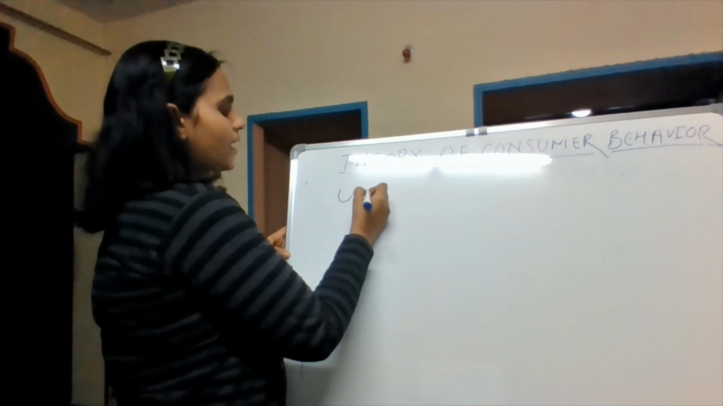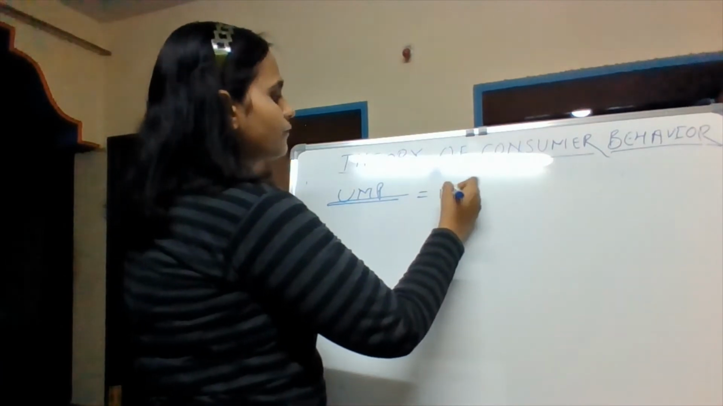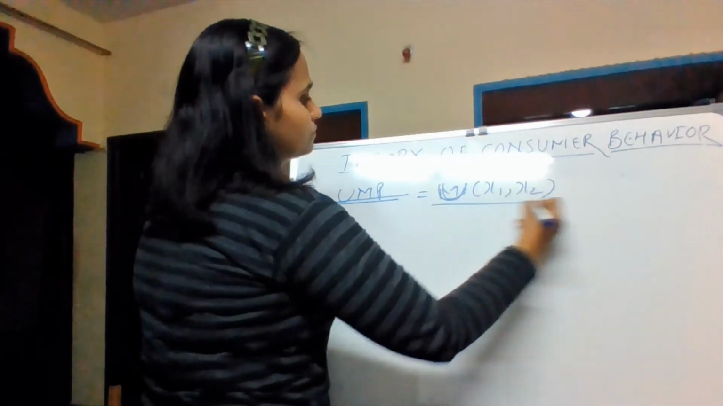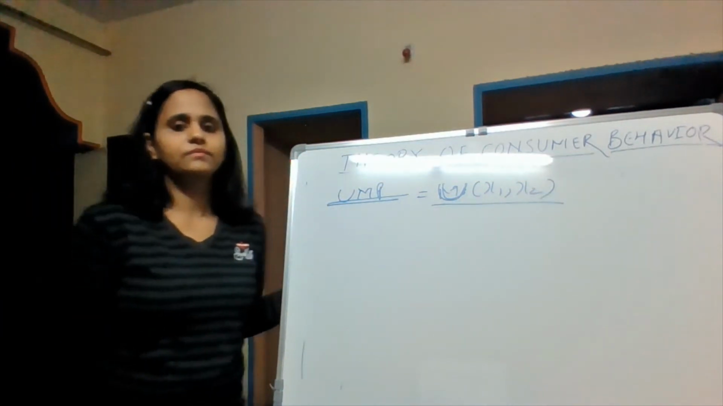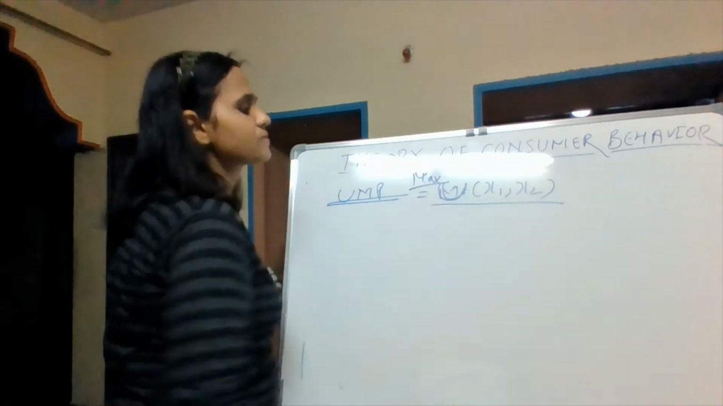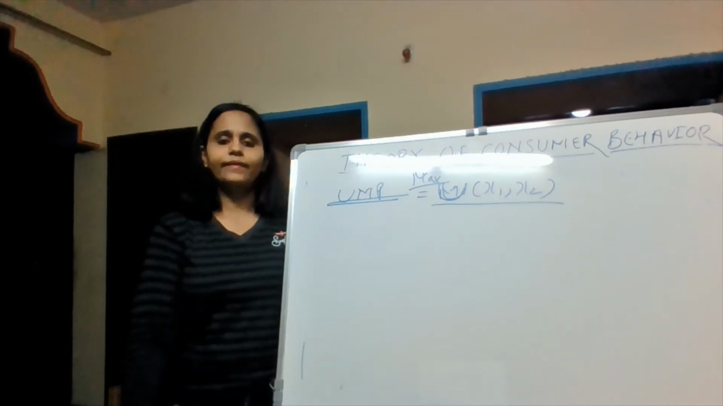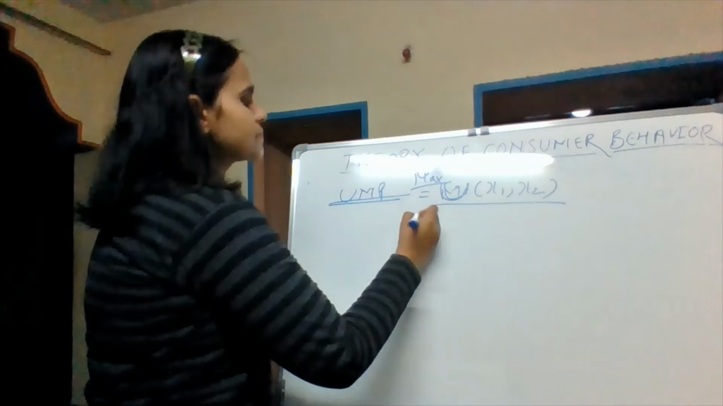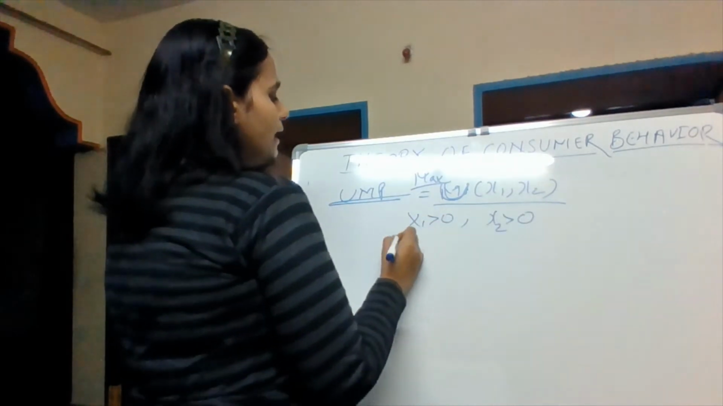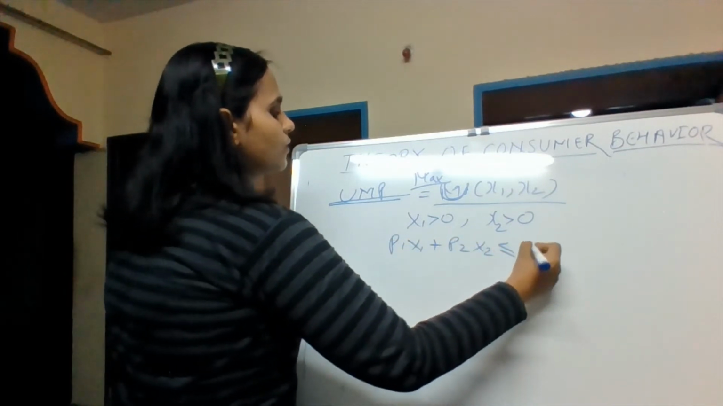Now, the utility maximization problem, we'll just call it UMP. You have to maximize your utility, which is given in terms of u(x1, x2). The problem is to maximize the utility u(x1, x2) and you will get your indifference curve where utility is maximized. And what is your constraint? x1 should be greater than 0, x2 should be greater than 0, and then p1x1 plus p2x2 should be less than or equal to m.